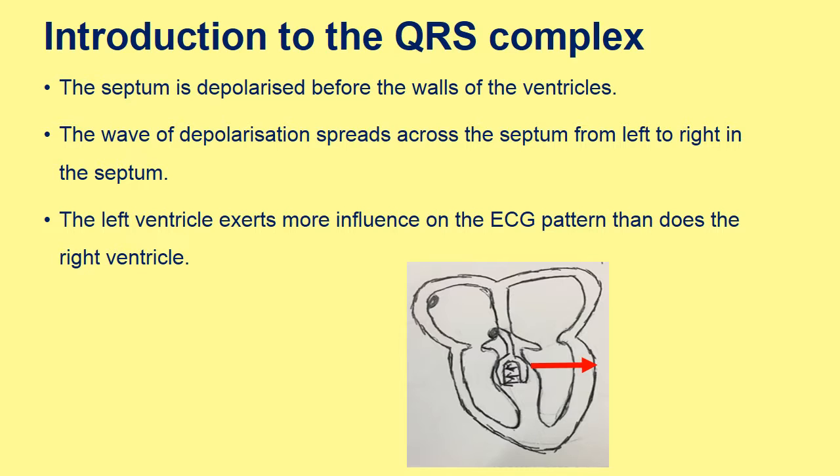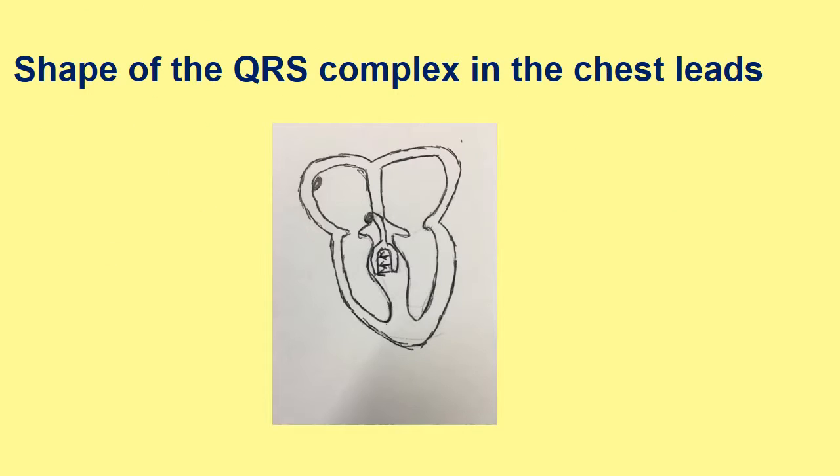Okay, so based on this, let's try to work out the shape of the QRS complex in the chest leads, because they actually differ. Let's say we attach a V1 electrode, which looks at the right ventricle. It's a right ventricular electrode. So the wave of depolarization comes. So that's the segment between the P and the QRS complex.